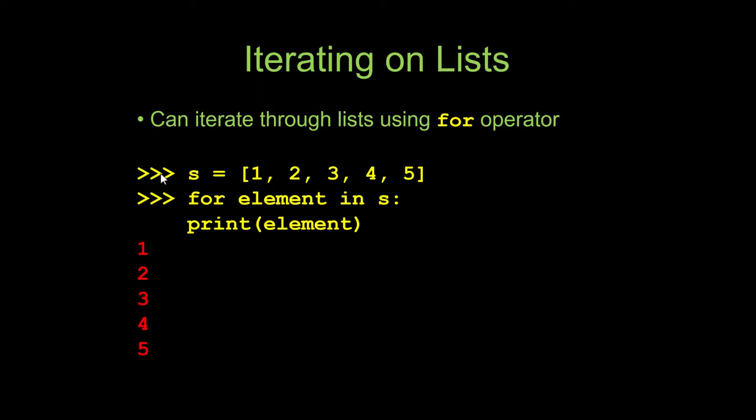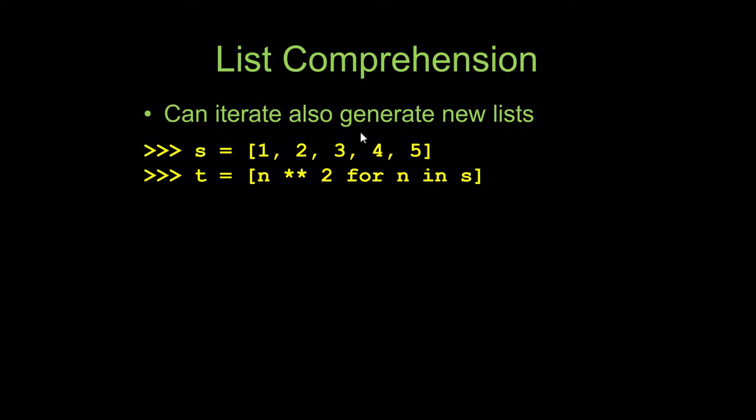Here we can also iterate through lists using the for operator. S is this list. For element in S, which means one by one, we want to print the element, which will print out 1, then 2, 3, 4, 5. We can also iterate to generate new lists. S is 1, 2, 3, 4, 5. If we do T equal to a new list, for each element n in S, we raise it to the power of 2. So 1 becomes 1, 2 becomes 4, 3 becomes 9, and so on.